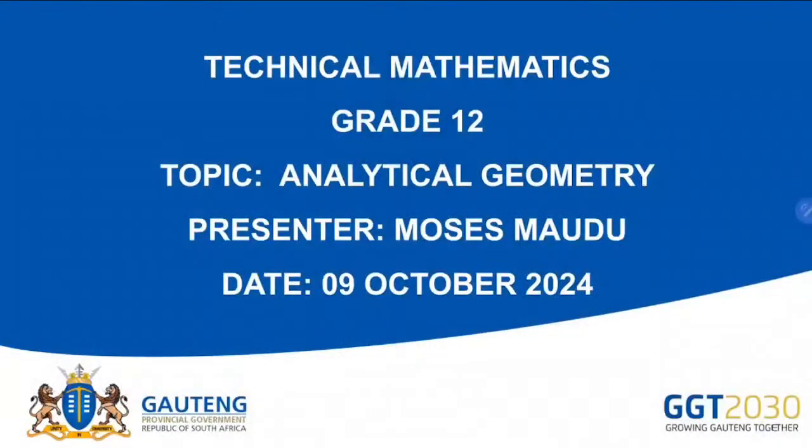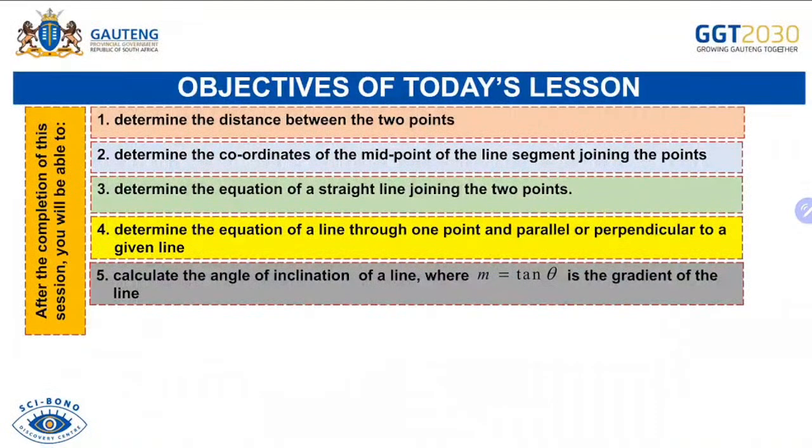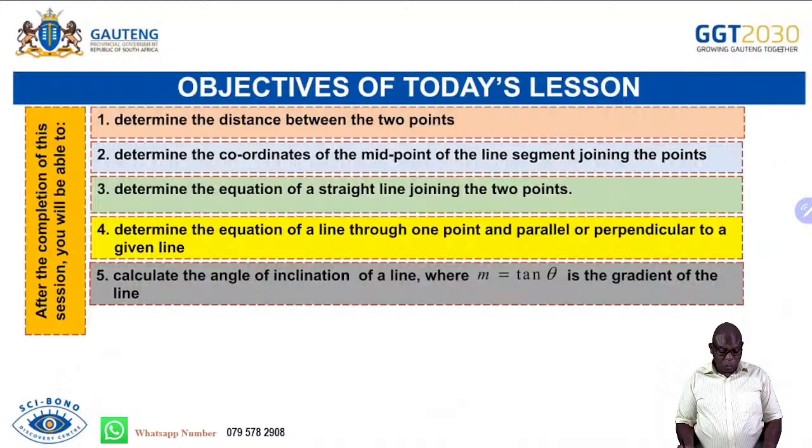Today's lesson will be on analytical geometry, which is paper 2. The objectives of today's lesson are, after the completion of this lesson, you will be able to determine the distance between the 2 points, and to be able to determine the coordinates of the midpoint of the line segment joining the points. You must also be able to determine the equation of a straight line joining the 2 points.